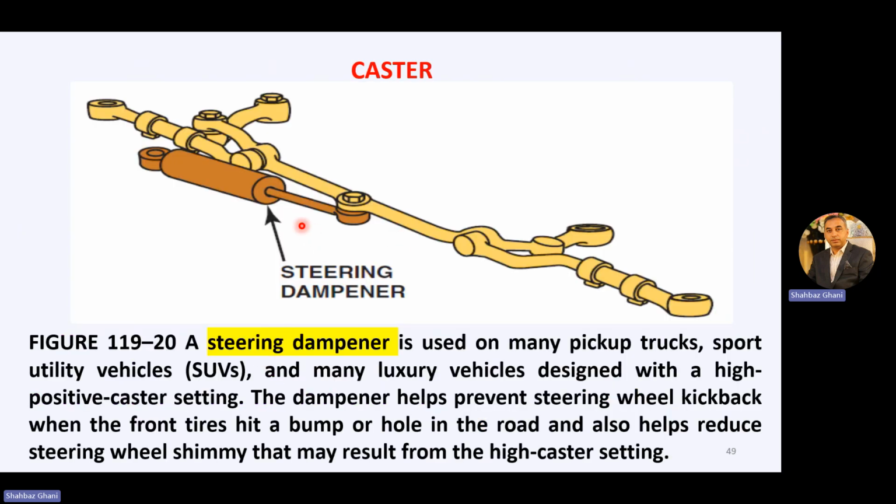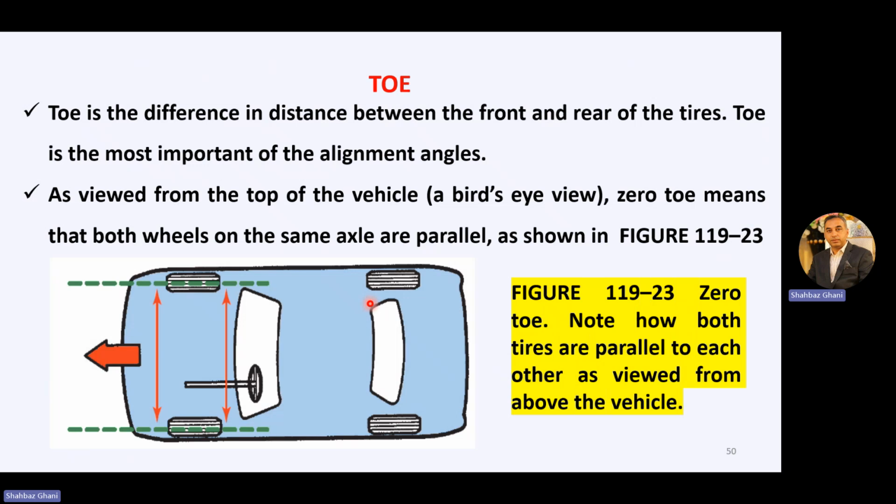And this is the steering damper which we use if we have a larger caster angle, and it is used in different vehicles. The third angle is the toe angle. Toe is the difference between the front and the rear of the tires, the most important alignment angle, as viewed from the top. So now we are viewing from the top. If they are exactly parallel, this is zero toe.